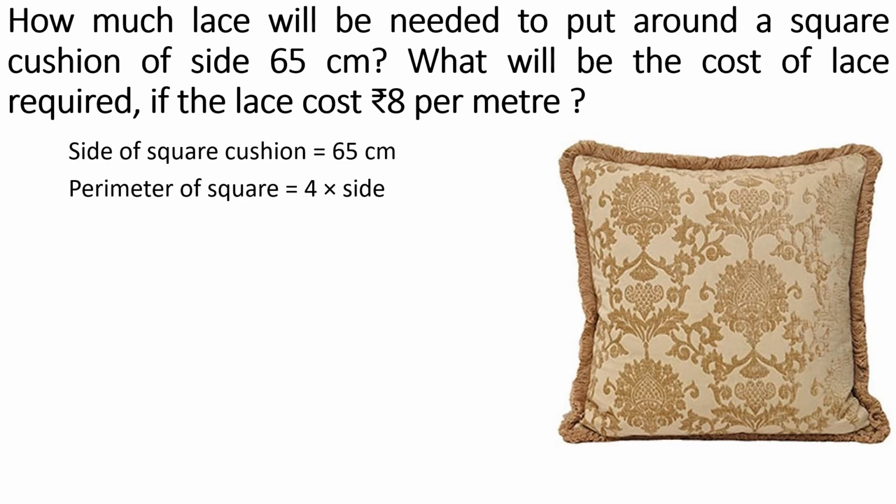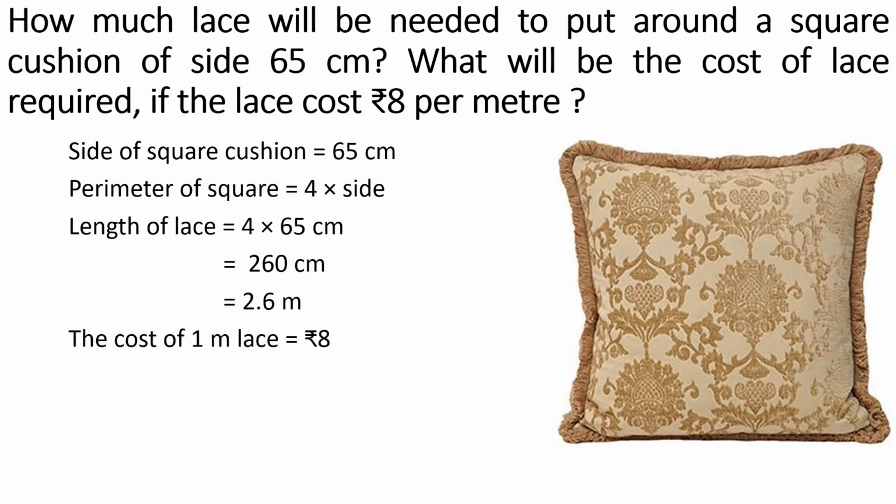Now we need to find the perimeter of the square, which is 4 multiplied by side. So perimeter equals 260 centimeter, which is the length of lace. Now we will convert this into meter, and in meter we can write it as 2.6 meter. The cost of 1 meter of lace is rupees 8, which is given to you. So what is the cost of 2.6 meter of lace? Just multiply: 2.6 multiplied by 8 is rupees 20.8.